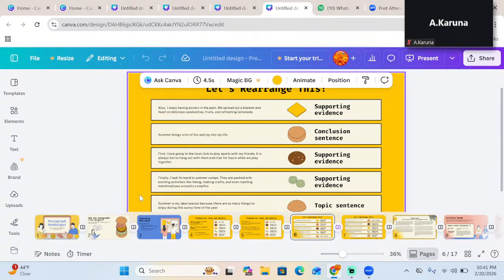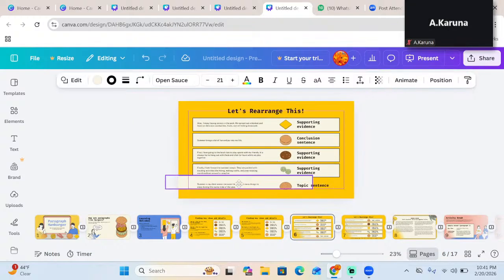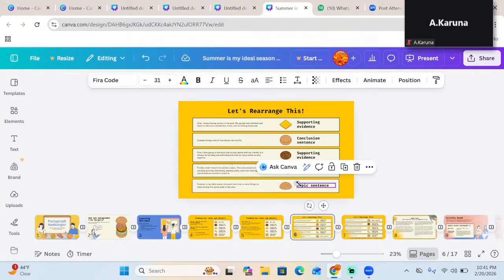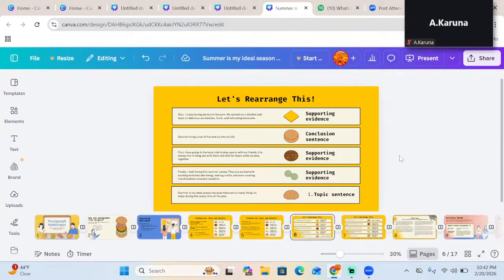Okay, so this is my topic sentence. So this is going to go right on top. Actually, we're just going to label it 1. Okay, what's next?